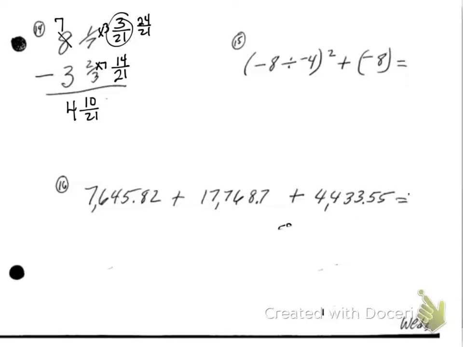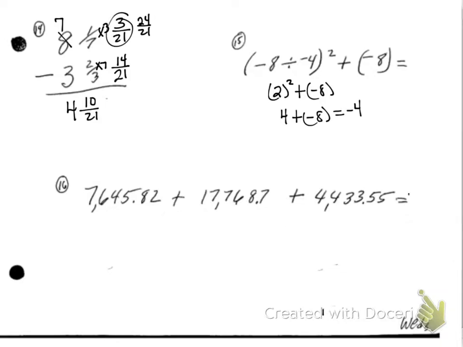Alright, next. Negative 8 divided by negative 4 squared plus negative 8. Okay, negative 8 divided by negative 4 is positive 2, because a negative divided by a negative is a positive. That's squared, plus negative 8. 2 squared is 4, so 4 plus negative 8. The signs are different. Negative 4.